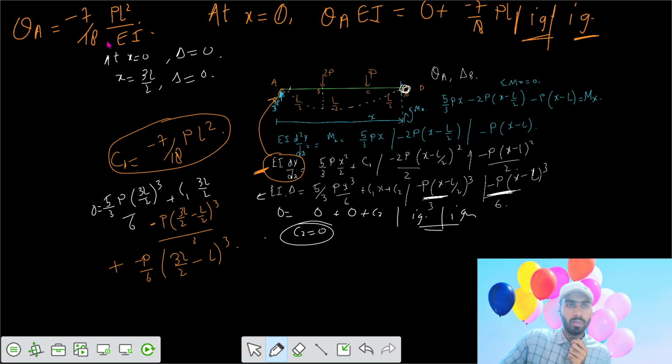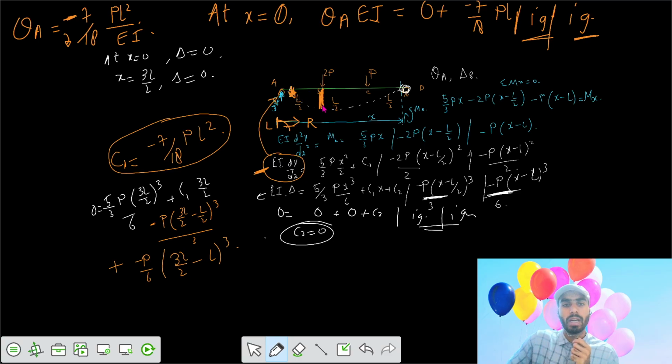Negative means your x was from left to right. For that, anti-clockwise is positive. If your theta is negative, that means it is clockwise. If you want to see here, your theta was clockwise, so your theta is negative. That means negative means that theta is clockwise at point A.